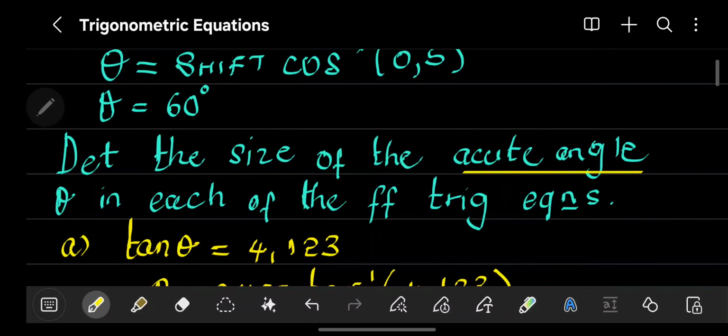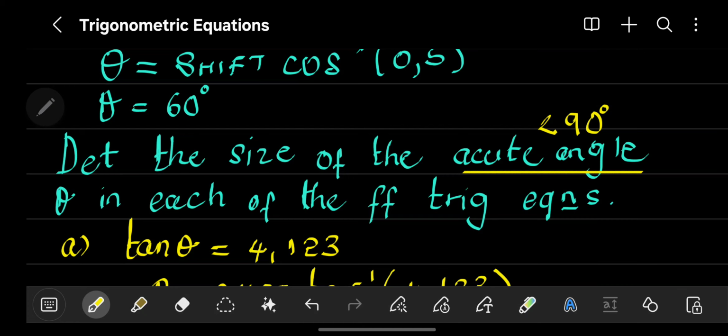An acute angle is all the angles which are less than 90 degrees. Okay, so they are less than what? They are less than 90 degrees. 90 degrees is bigger than those angles. And then all the angles that are bigger than 90 degrees, we call them obtuse angles.